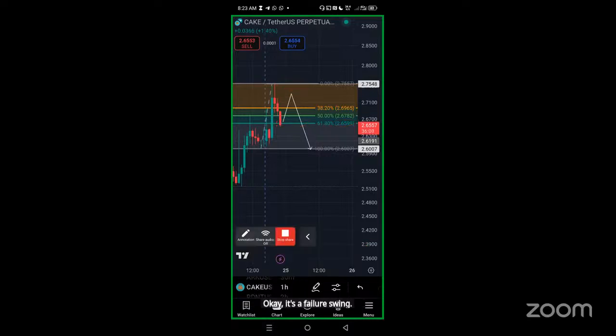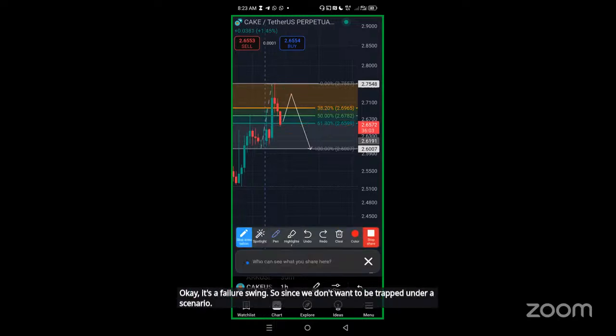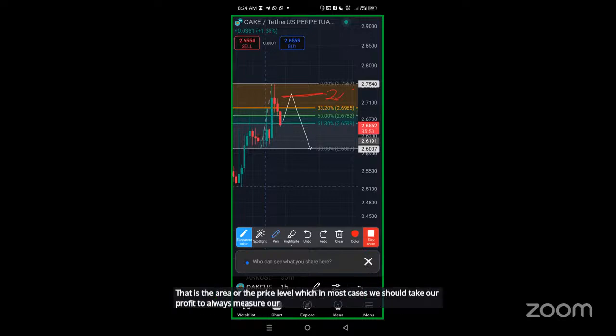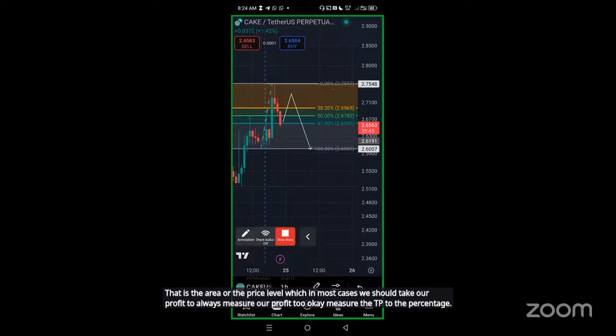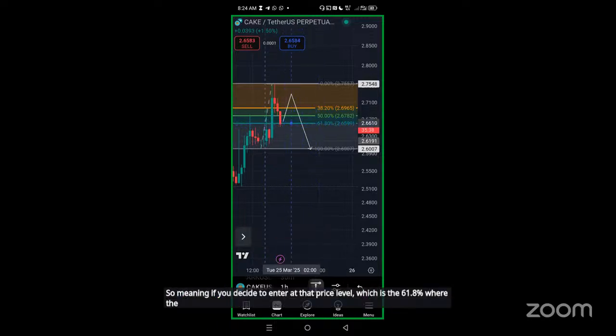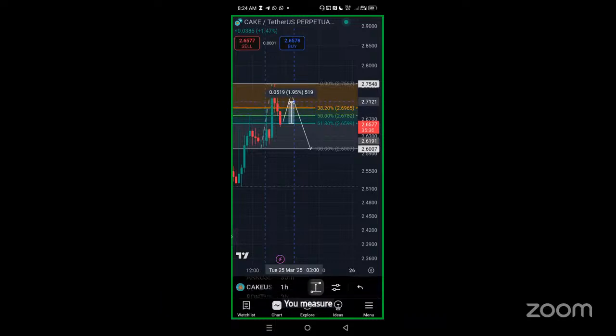So since we don't want to be trapped under that scenario, what we're going to do is there is this other last fib level, the 23%. That is the area or the price level which in most cases we should take our profit to, or we measure our profit to. Okay, measure the TP to the percentage. So meaning if you decide to enter at that price level, which is the 61.8% where the market price currently is, you measure from there to around there.